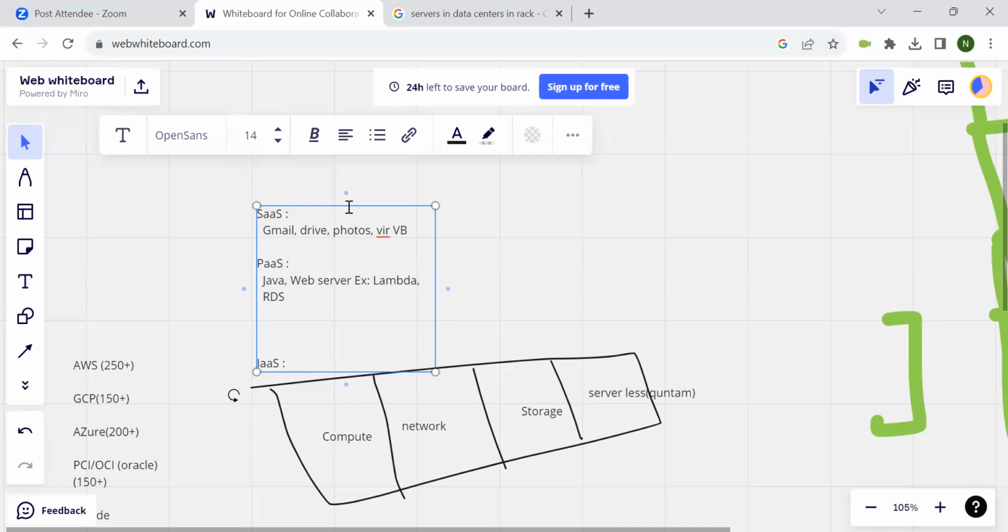What they do is, if you want a database, they say, hey, I have one service called RDS. You can directly use my RDS service instead of needing to install it. Under the RDS, there are multiple databases: MySQL, PostgreSQL, MS SQL. A lot of databases are present under the RDS.